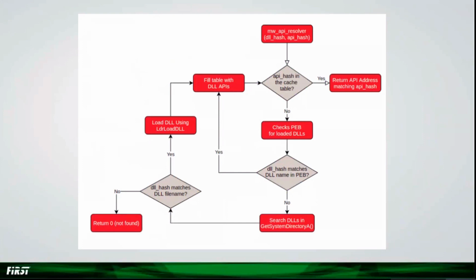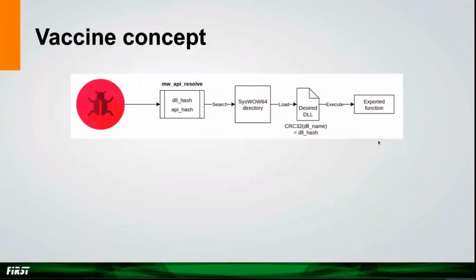From the previous diagram, we can see how the malware behaves loading a DLL from the disk. Simplifying, it will call the malware API resolve, search the DLL in the sys64 directory, in our case, load the DLL that matches the condition, and execute the exported function.